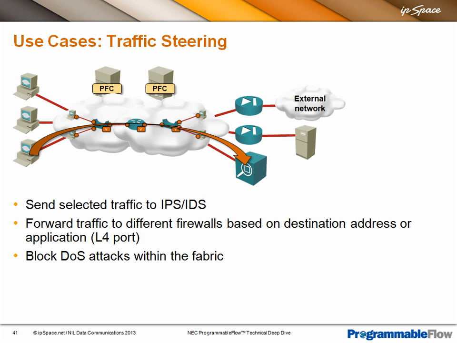The other ideal use case would be traffic steering. So if you want to send some traffic to IDS, IPS, or if you want to do service insertion, then the traffic steering capabilities of PFC would be ideal. Or you can use this to block denial of service attacks within the fabric. So if someone from an external IP address is attacking you, you can easily use traffic steering based on source IP address and drop the traffic or send it to an IDS for inspection.